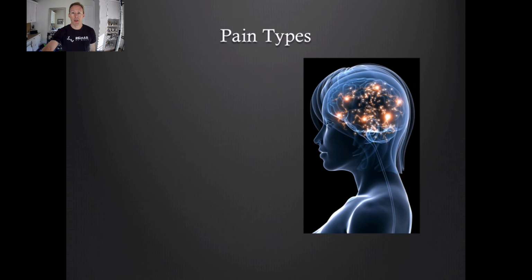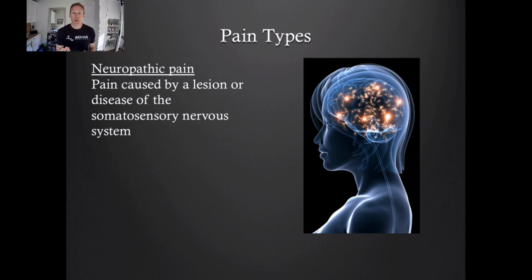Okay, so just quickly, you want to talk here about three different pain types. If you look at pain types online, you'll see different types of breakdowns, but this is a fairly common one that you'll see. So one type is neuropathic pain, which refers to pain caused by a lesion or disease of the nervous system.